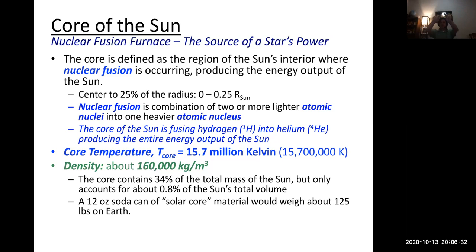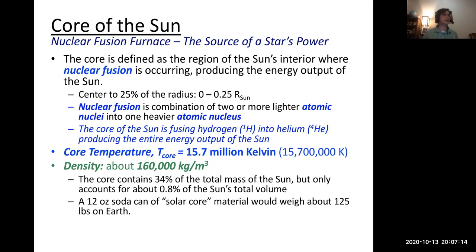So if I were to draw a box that's a meter by a meter by a meter, a cubic meter, and I put solar core material in there, that cube would have a mass of 160,000 kilograms. With such a high density, even though it only goes 25% of the way to the surface, the core contains 34% of the total mass of the sun, even though it's only accounting for 0.8% of the total volume. The core is the densest region. As you go deeper, gravity pulls things together tighter, and the density is higher, which also makes the temperature higher.